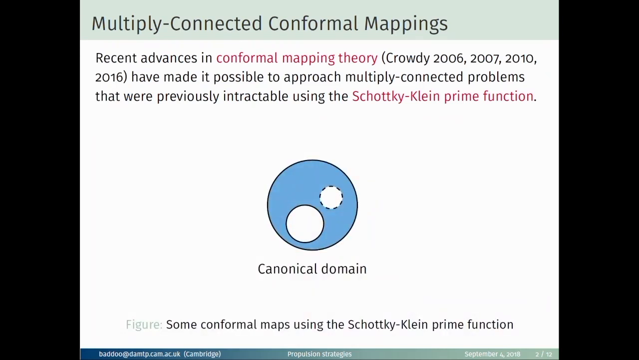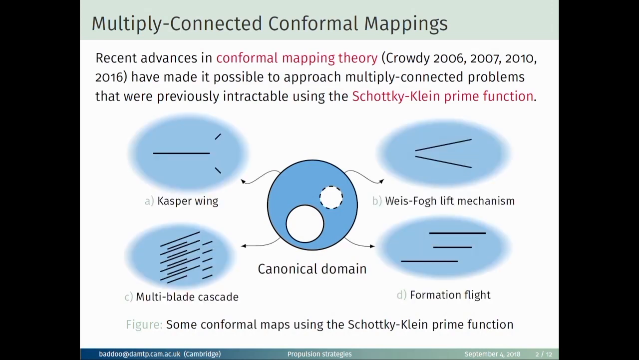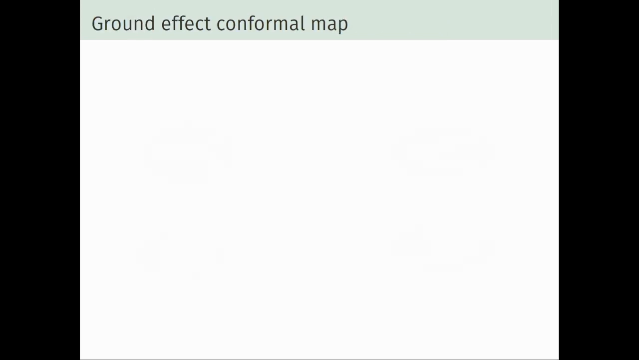So the typical approach is to begin with a canonical circular domain, that is the unit disk with several excised circles, and then to construct a conformal map from this canonical domain to the domain of interest. So here are just a few examples you might be interested in. So we've got aerodynamics, insect flight, turbomachinery, formation flight, what we're thinking about today. But as mentioned, we are interested in the ground effect problem.